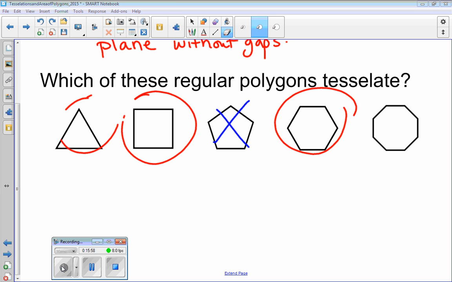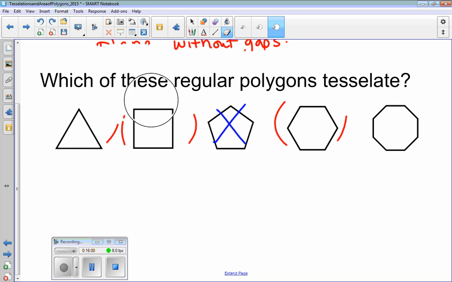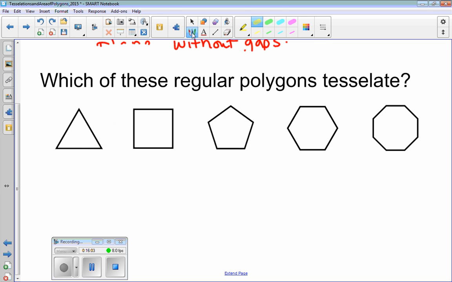I'm just going to use a highlighter to make sure we know for a fact that what I'm highlighting does in fact work. We just proved it with our manipulative tiles. Why do these work? It has to do with the interior angles of the polygon. Anybody care to make a conjecture, an educated guess, as to why those do and the pentagon does not?